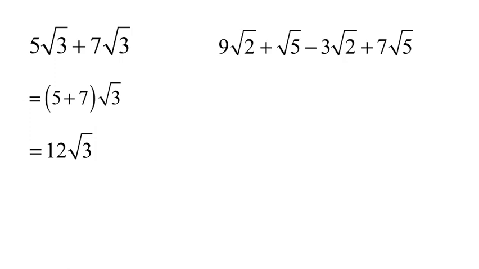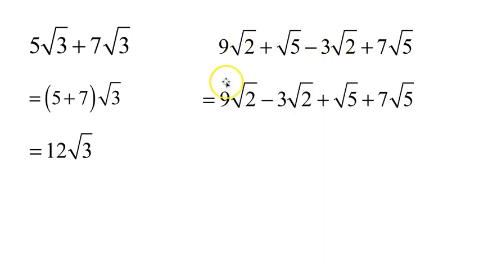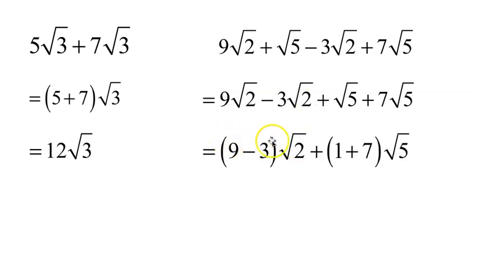Next up, I have 9 square root 2 plus root 5 minus 3 square root 2 plus 7 root 5. I want to reorganize this to get the root 2's together and the root 5's together. So I'm going to say 9 root 2 minus 3 root 2 plus root 5 plus 7 root 5. I want to factor the root 2 out of these two. So I get 9 minus 3 times root 2. Notice 9 root 2 minus 3 root 2. I have root 5 plus 7 root 5 here.